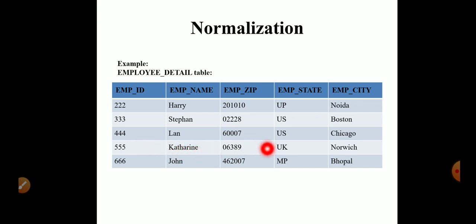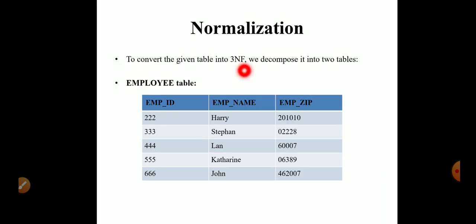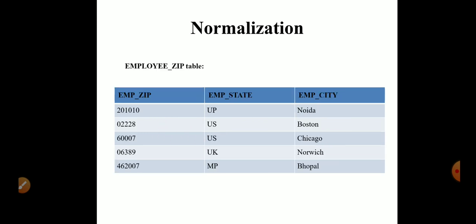That's why we need to move employee city and state to a new employee zip table with employee zip as a primary key. So this is how we have converted the above table into 3NF. We decompose the above table into two tables: the employee table consisting of attributes employee ID, employee name, employee zip, and the second table, employee zip table, where employee zip is the primary key with the attributes employee state and employee city.